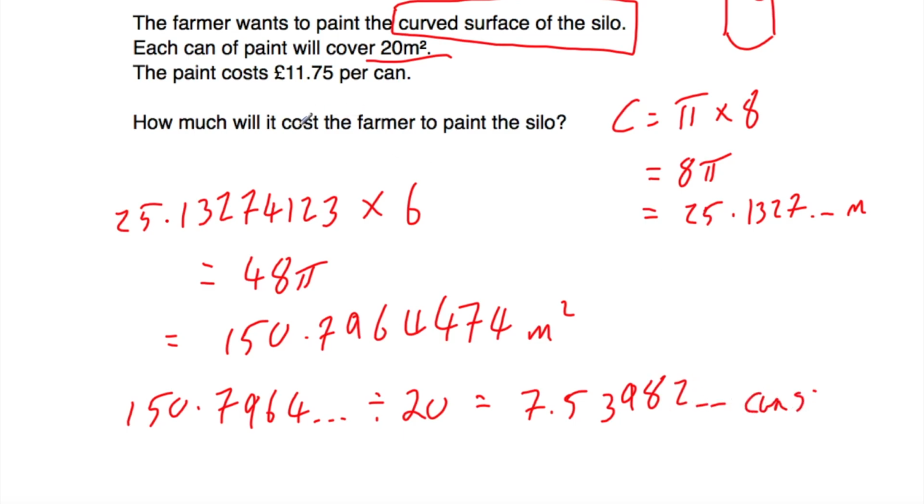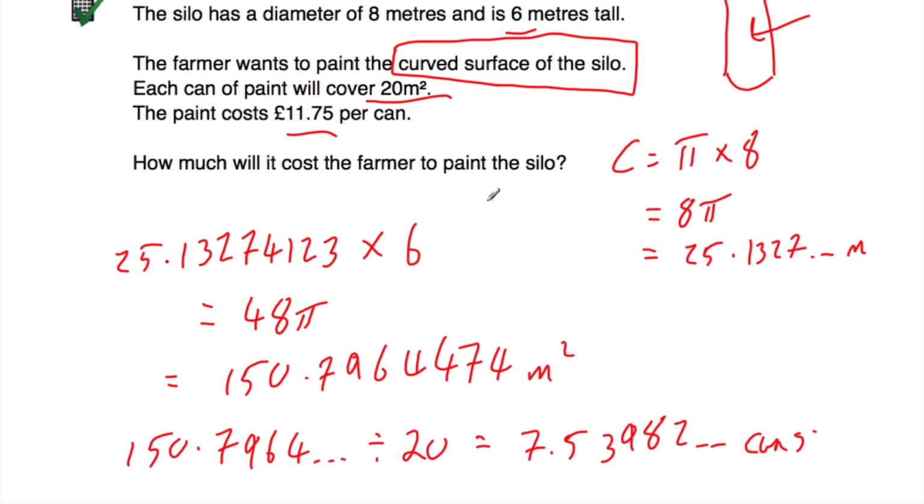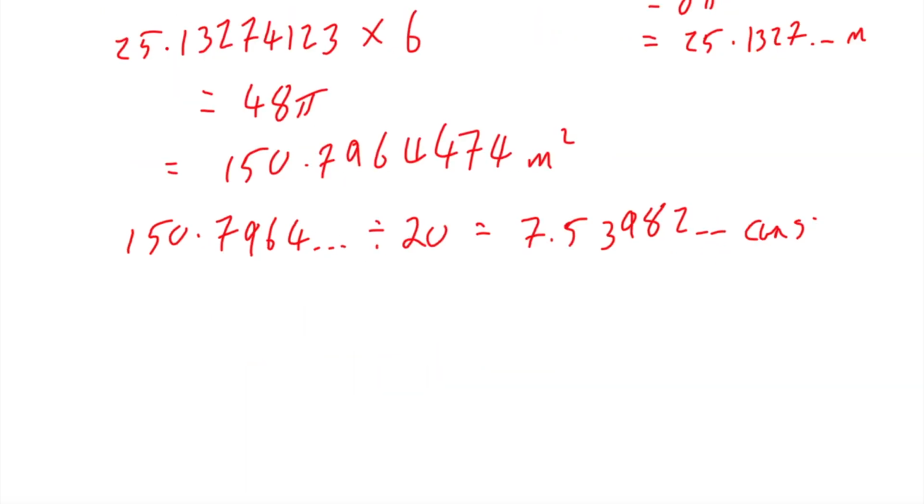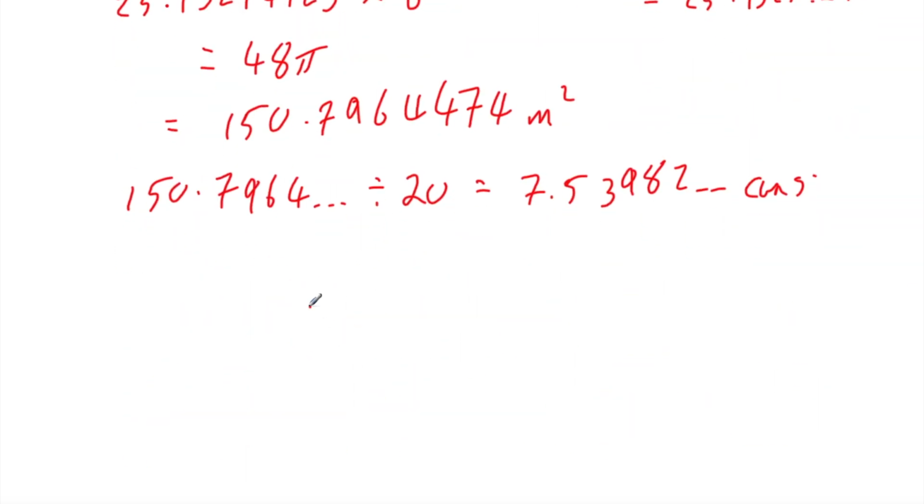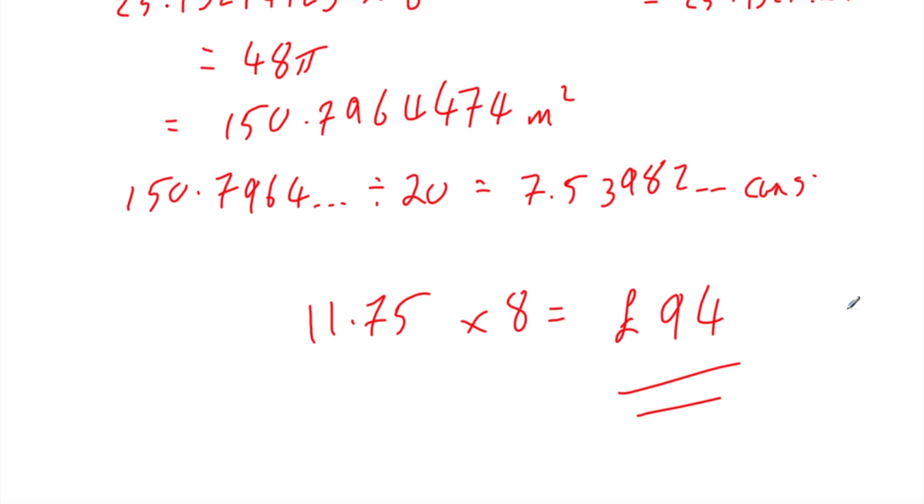But the farmer's obviously going to need to go in and buy the paint, and it costs £11.75 per can. So the farmer's going to need to buy 8 cans of paint, because the farmer can't buy 7.539 and so on. So let's take the cost of one can of paint, which is £11.75, and times that by 8. So 8 times £11.75 is equal to £94. So it's going to cost the farmer £94 for the paint, and that's it.